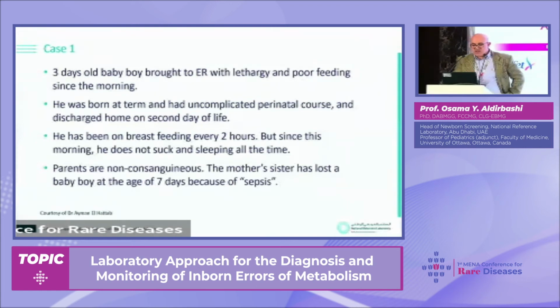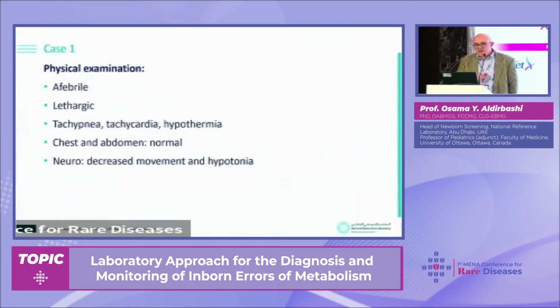And in this case, the mother's sister lost a baby boy at the age of 7 days, and that was presumed to be sepsis. So this history is really very important to guide us through this case. Now, on physical exam, it was not really telling much, except that the baby was tachypneic with tachycardia and hypothermia, and otherwise he was okay, but with decreased movements and with some hypotonia.